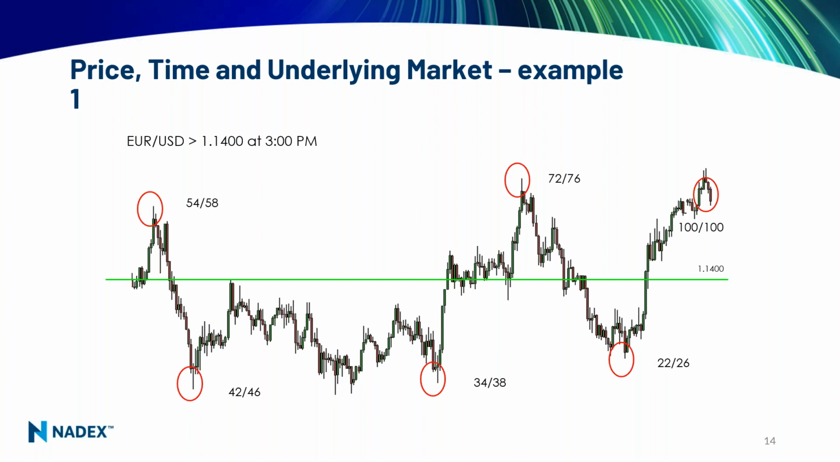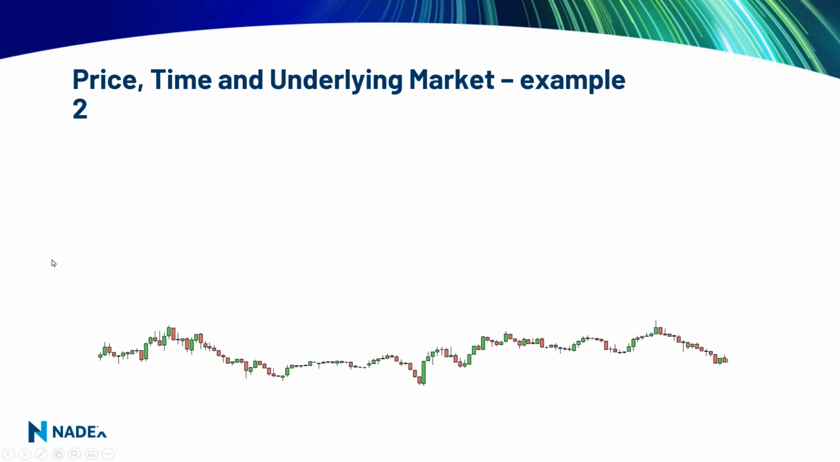Now, I'm going to show you what happens if it's not volatile at all. This one was swinging all over the place. We can clearly see the price of the underlying, the Euro USD, was going up and down.